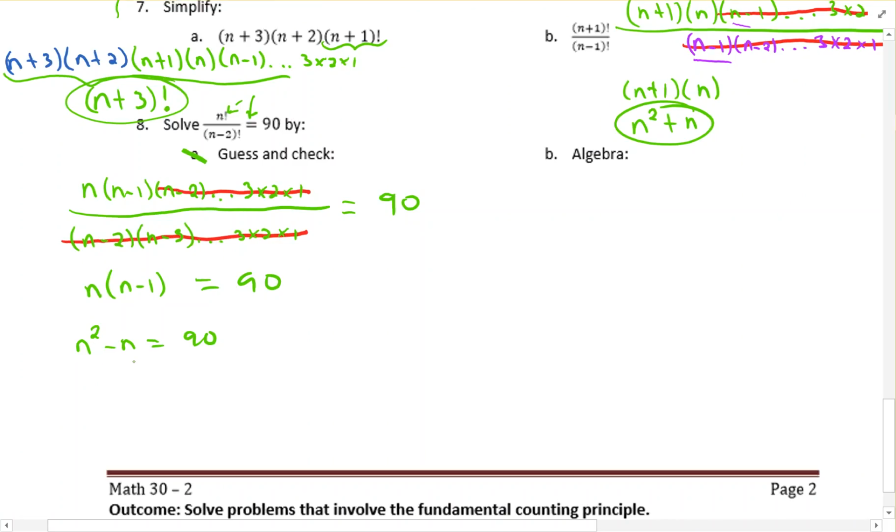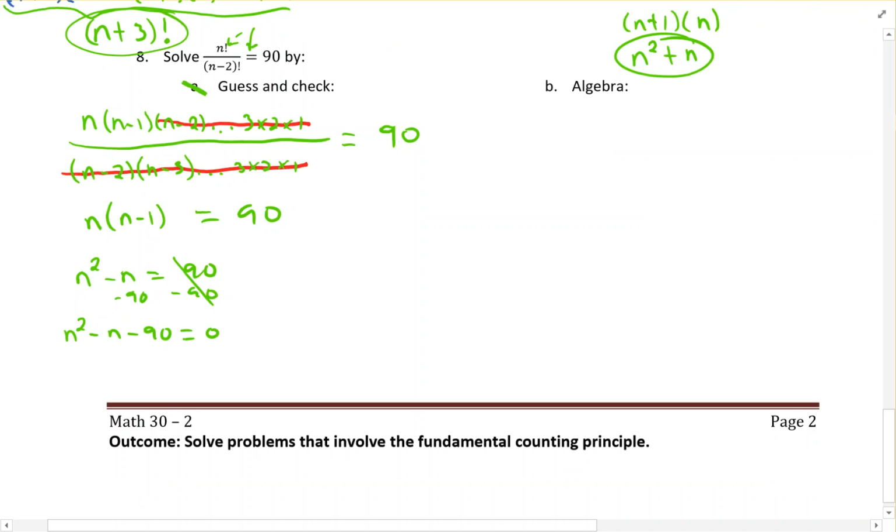So this isn't one of those ones that I can just get all the letters over to one side and all the numbers to the other. What I need to do here is factor. So I'm going to bring 90 over to the left side. So I'm going to subtract 90 from both sides. So we've got n squared minus n minus 90 is equal to 0.